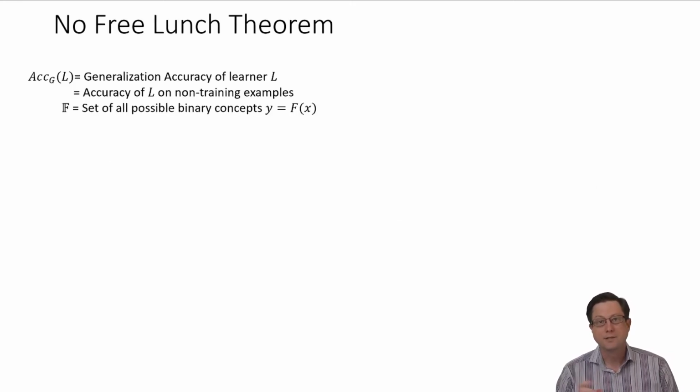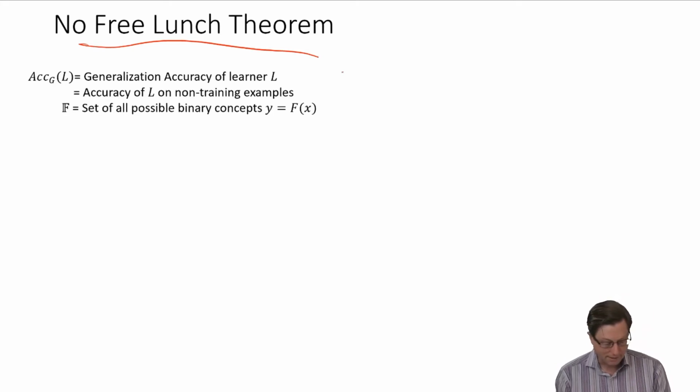So there you go. Let's start with a little theorem, a little bit of math, but it's really just for a concept. The theorem is called the no free lunch theorem. What it says is that if accuracy sub G is the generalization accuracy of your learner, L, that's the accuracy of the learner on non-training samples, so on your test samples, or actually on the performance time samples. For the rest of this slide, I call that the generalization accuracy or generalization samples, the non-training samples. And F is the set of all possible binary concepts.